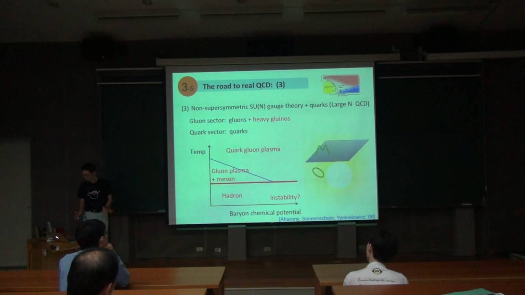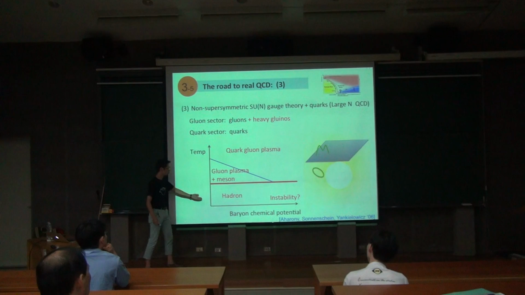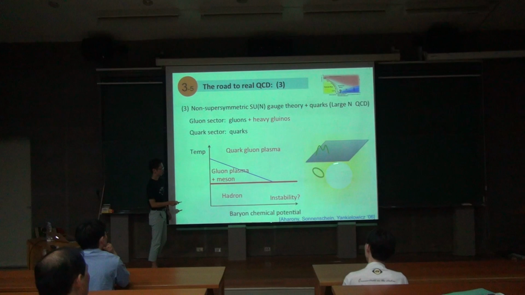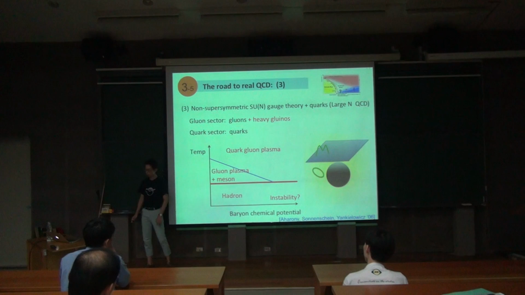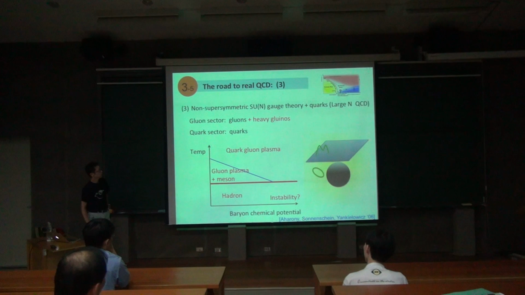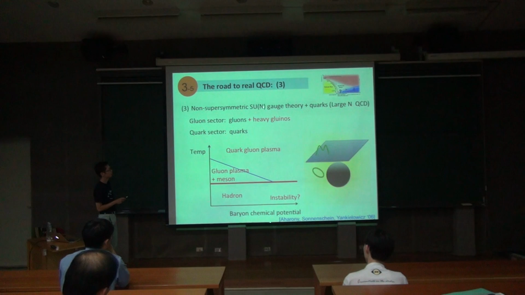If you heat up the system, then there is a first order phase transition to change the background geometry to a black hole. So in this way, we can get this phase diagram for QCD-like gauge theories. But the remaining thing is, of course, that in this computation I need to take SU(N) with N large. But in realistic QCD, N should be 3. So it's a challenge.